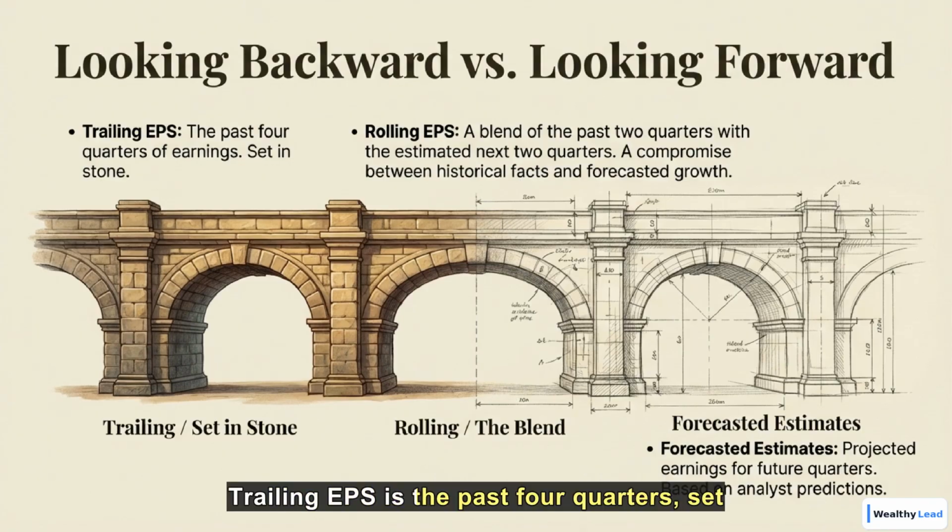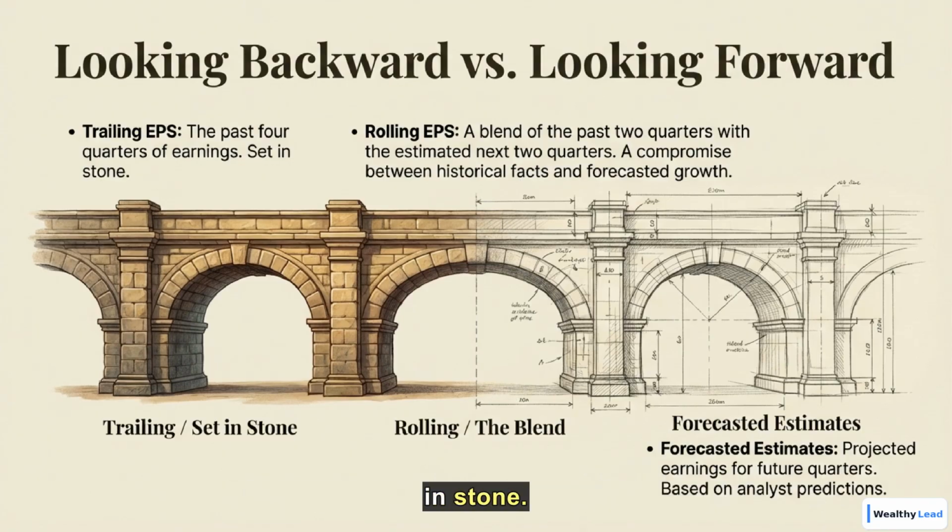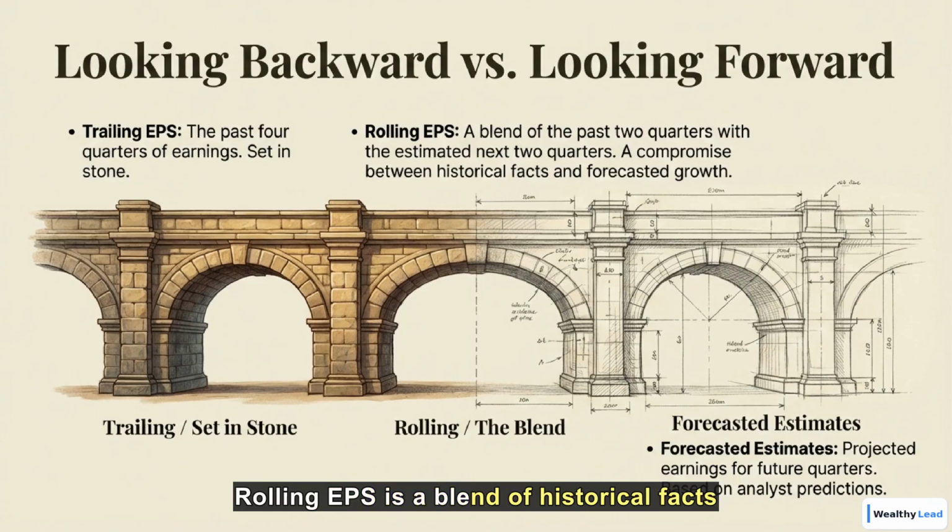Trailing EPS is the past 4 quarters, set in stone. Rolling EPS is a blend of historical facts and forecasted growth. Forecasted estimates project future earnings based on analyst predictions.